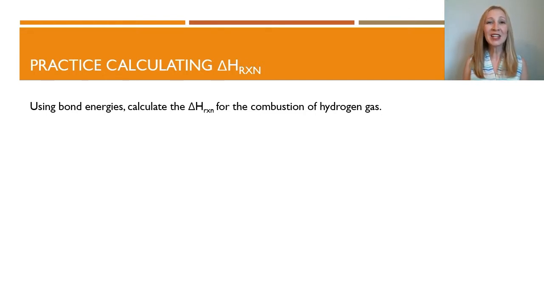All right, let's take a look at how we can practice using this idea to get some approximations for heats of reactions, for different types of reactions. And they work better for simpler, smaller reactions, so that's what we'll be practicing with. We're going to use bond energies to approximate, to calculate the heat of reaction for the combustion of hydrogen gas. Now, just a real quick prediction here. I predict that it's going to be exothermic because most combustion reactions are exothermic.